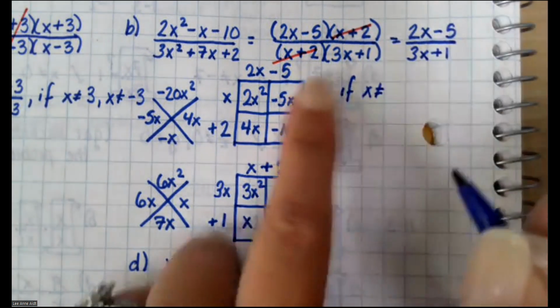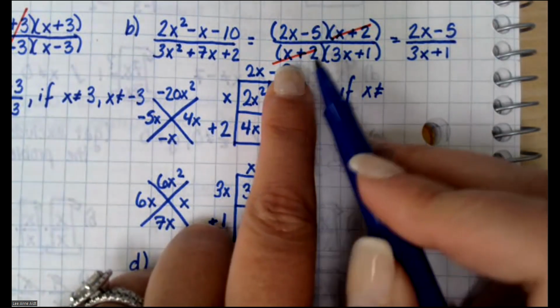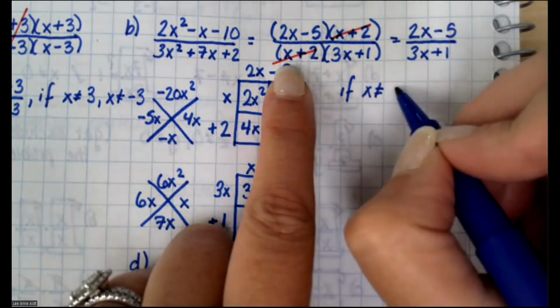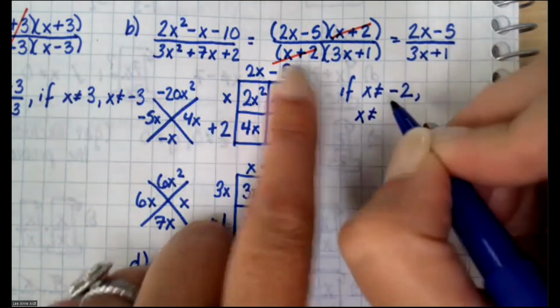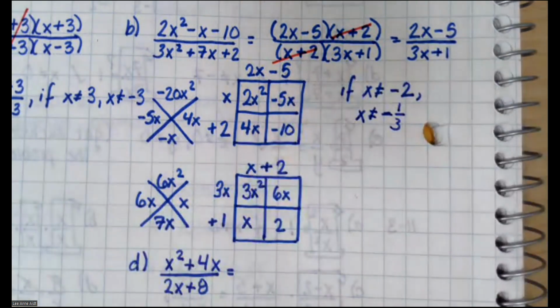Okay, so the final answer is 2x minus 5 over 3x plus 1 if x does not equal... Now remember, you're only looking at the denominators. x can't be what in this one? -2. And x cannot equal -1/3. Beautiful.